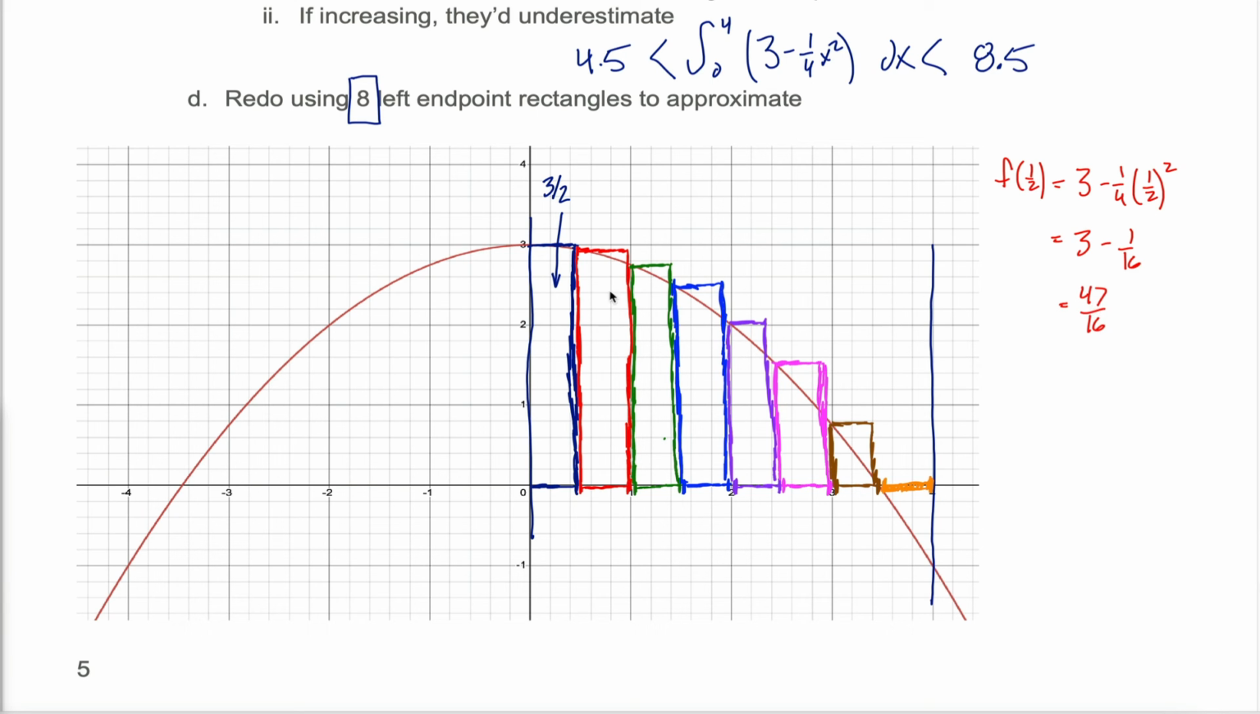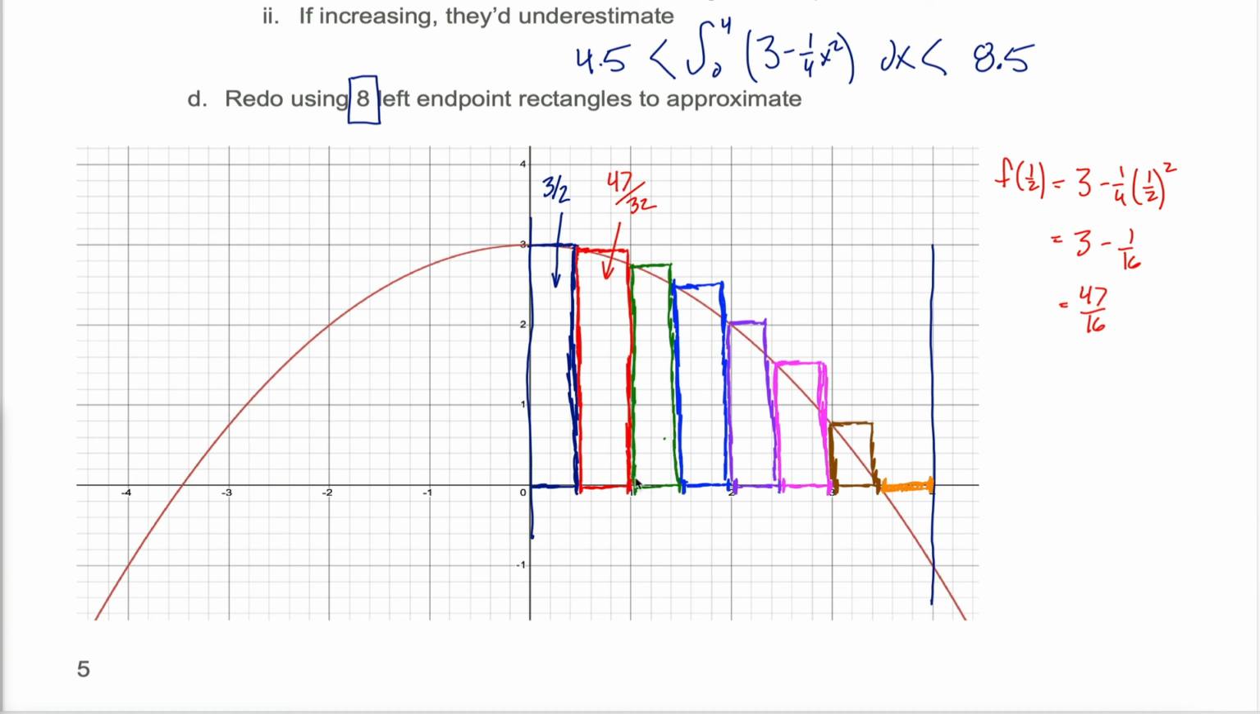But be careful, that's not the area of this rectangle in red. That's the height of this rectangle in red. The area of this rectangle in red is the height times the length. The length is 1/2. So 47/16 times 1/2 gives me 47/32.